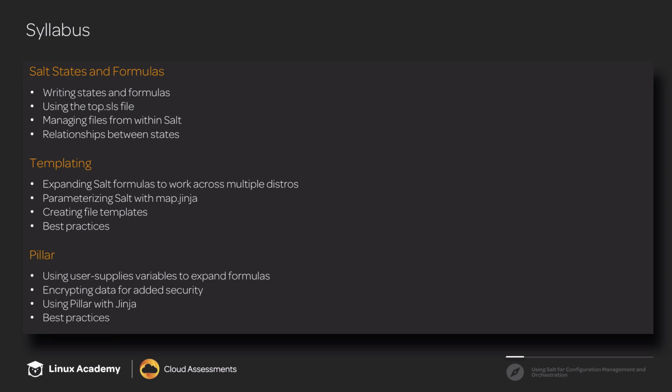And then finally, in terms of states and formulas, we're going to take a look at Pillar, which lets us use user-supplied variables to expand our formulas. We'll learn how to encrypt our data in Pillar, and we'll learn how to use Pillar with Jinja, which will let us loop through a single state to act as multiple states. And then finally, of course, we'll learn the best practices of using Pillar.